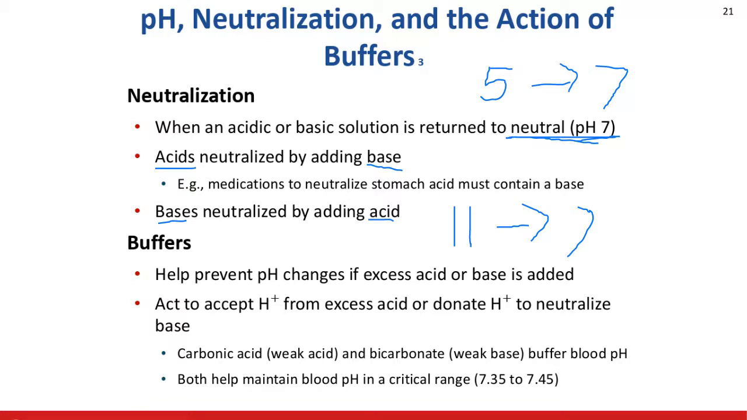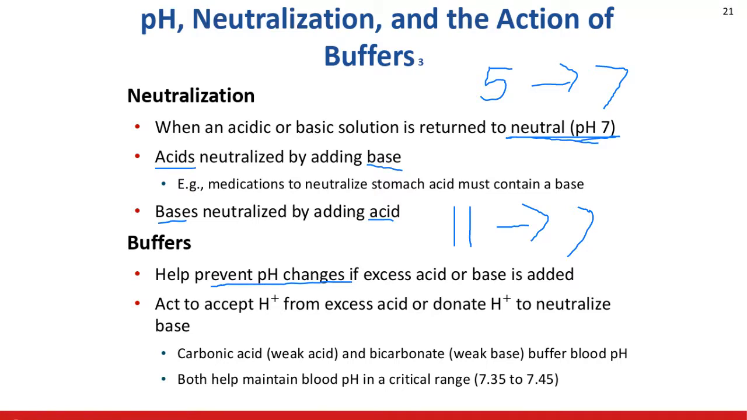Buffers are a different story because buffers help to prevent that pH from changing in the first place. Before we let it get to that value of 5, or before we let that value get to 11, as in our previous examples, buffers are going to attempt to prevent that change from occurring. They're usually weaker acids or weaker bases, and they help to neutralize that large change before it gets out of control.